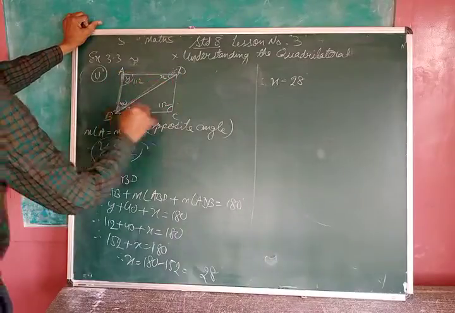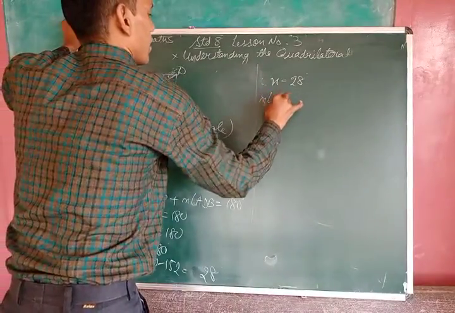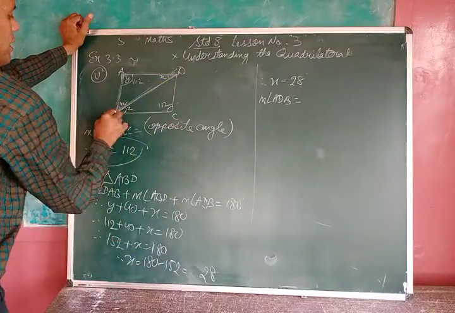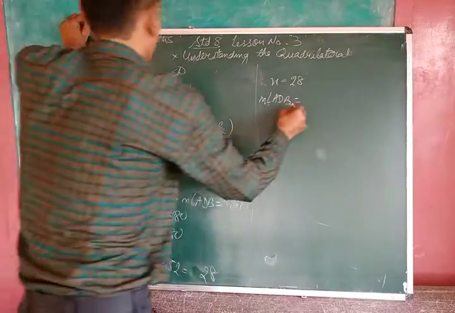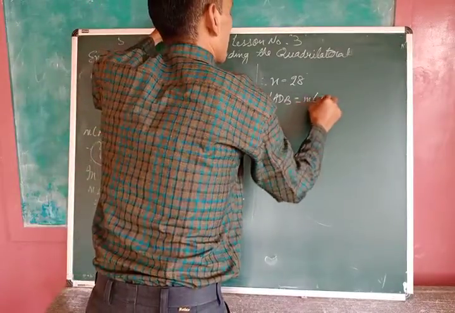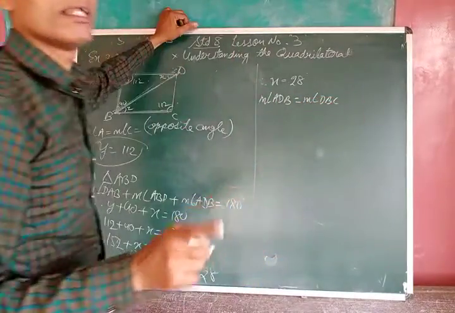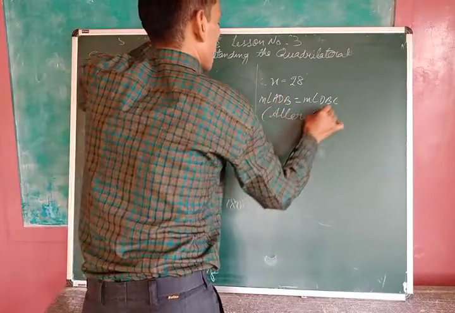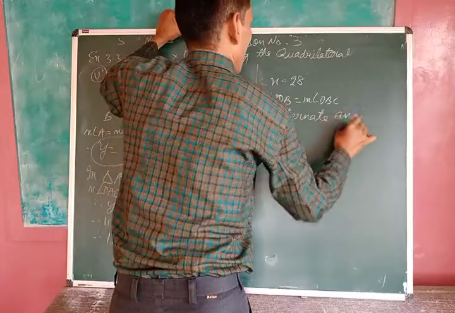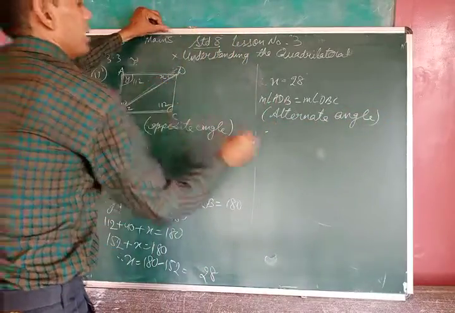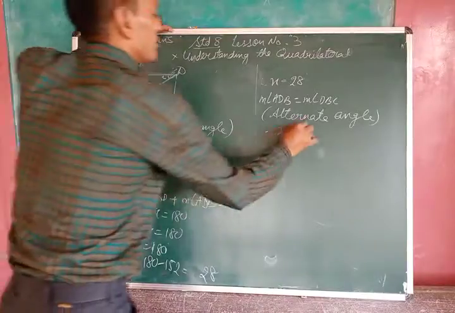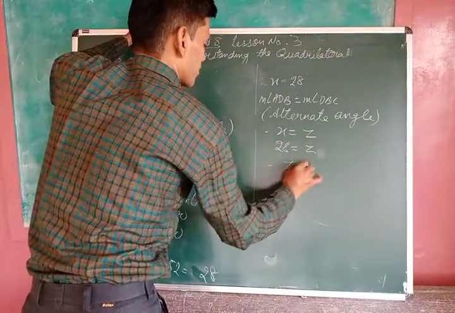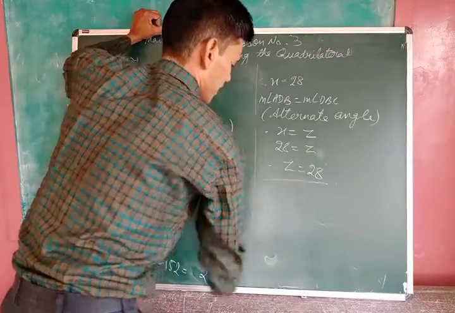Now angle ADB equals angle DBC. Reason: alternate angles. Therefore ADB is x and this one is z. We got x, 28 is equal to z, therefore z is 28.